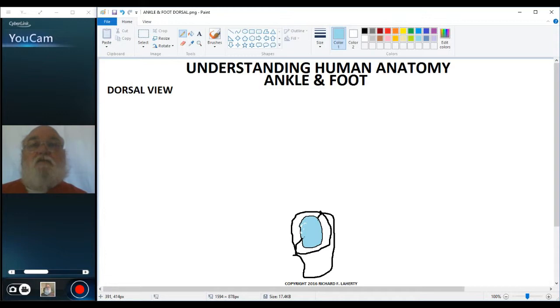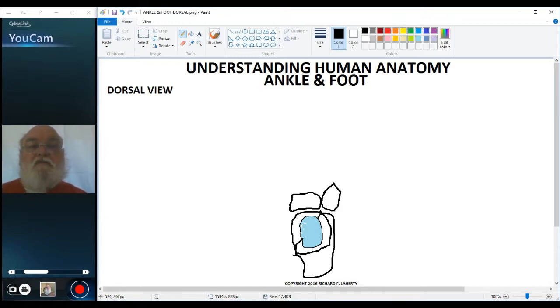Now, besides making articulation with the calcaneus or heel bone, the talus articulates with the navicular bone, which I'll draw in right here. And the calcaneus will articulate with a bone called the cuboid. And we'll put the cuboid in right here. Like so.